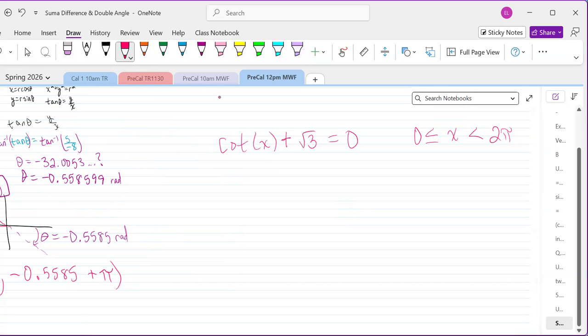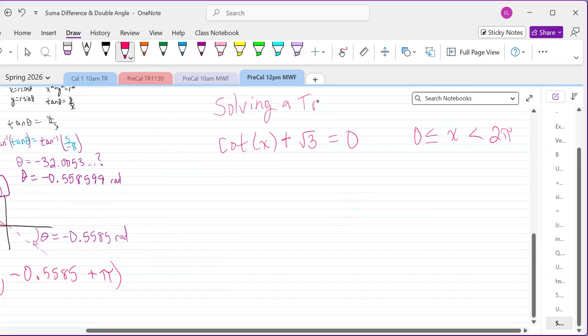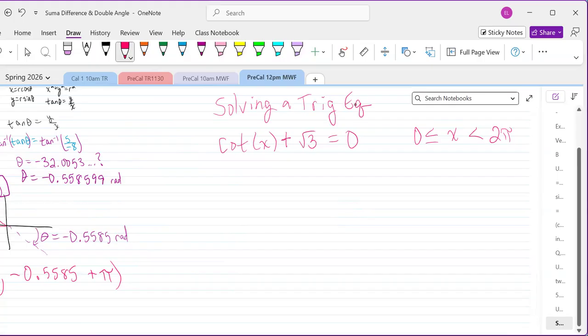But this is solving a trig equation. Now, this one's a little more complicated than what's on the test. You're not going to have to do a tangent or cotangent equation. So cotangent of x plus square root of 3 equals 0. So we're going to subtract the square root of 3 over. So we have cotangent of x equals the negative square root of 3.